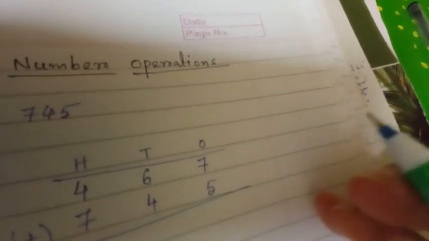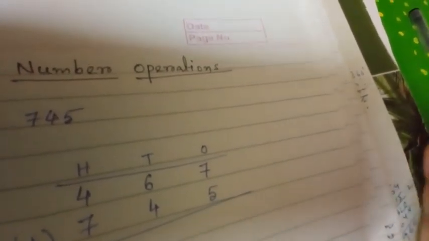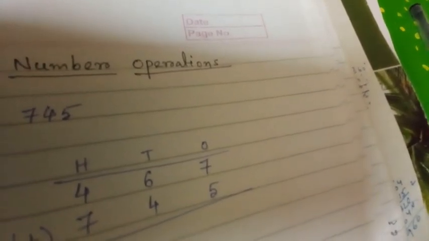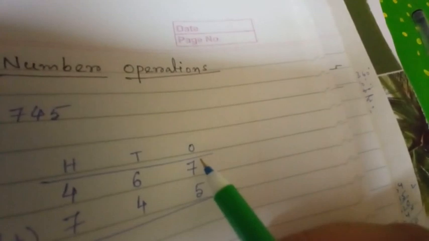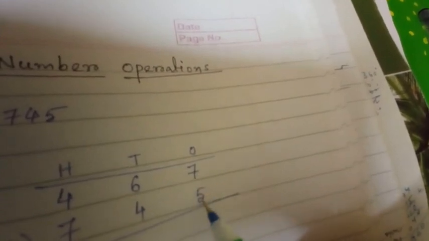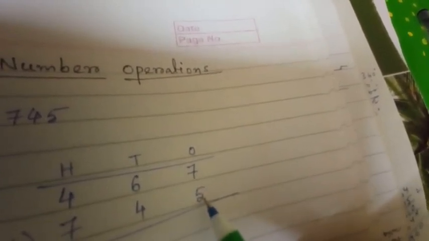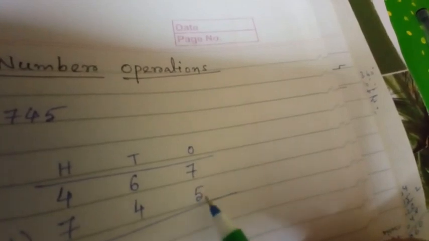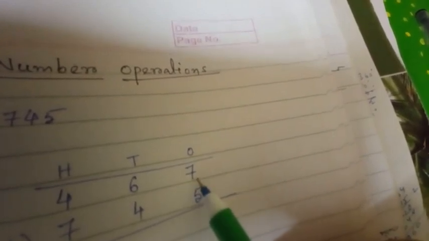When you add, you always keep one thing in mind: we always start from the extreme right. Right side means this side. So we start from the extreme right side. What digit is in the one's place, that we will see first. In the first number the digit in the one's place is 7, and in the second number the digit in the one's place is 5. So let's start the addition of 7 and 5. So 5 plus 7 will be 12.